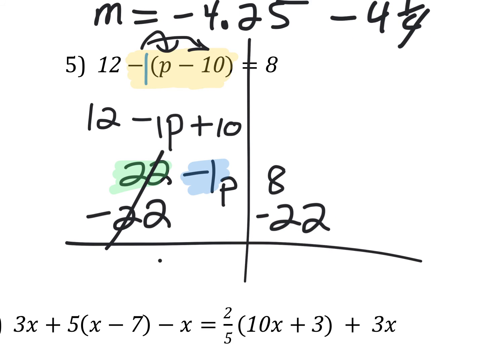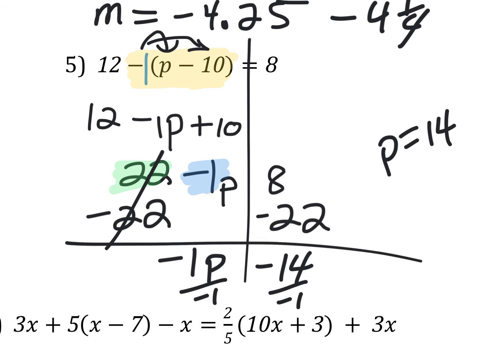So that cancels. Leaves me with negative 1p. 8 minus 22 is negative 14. Now I'm going to divide both sides by negative 1 so that p is equal to 14. Yep.